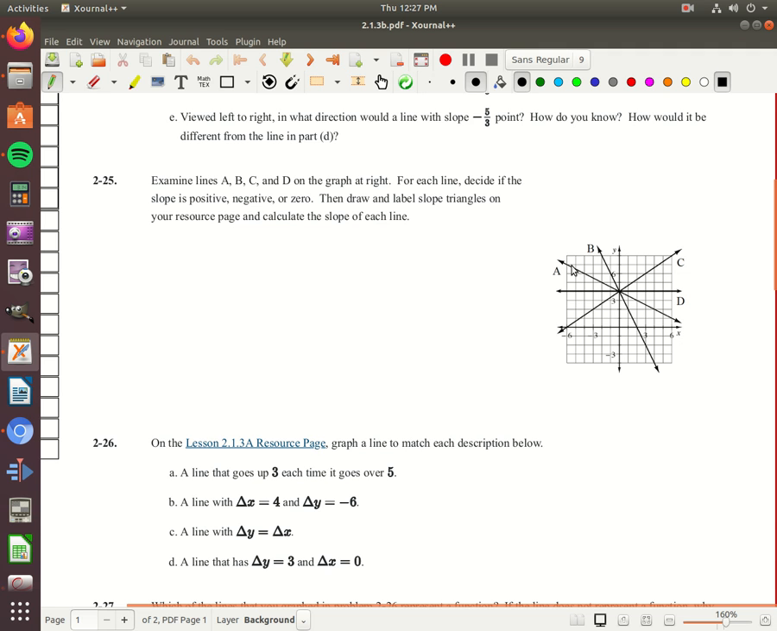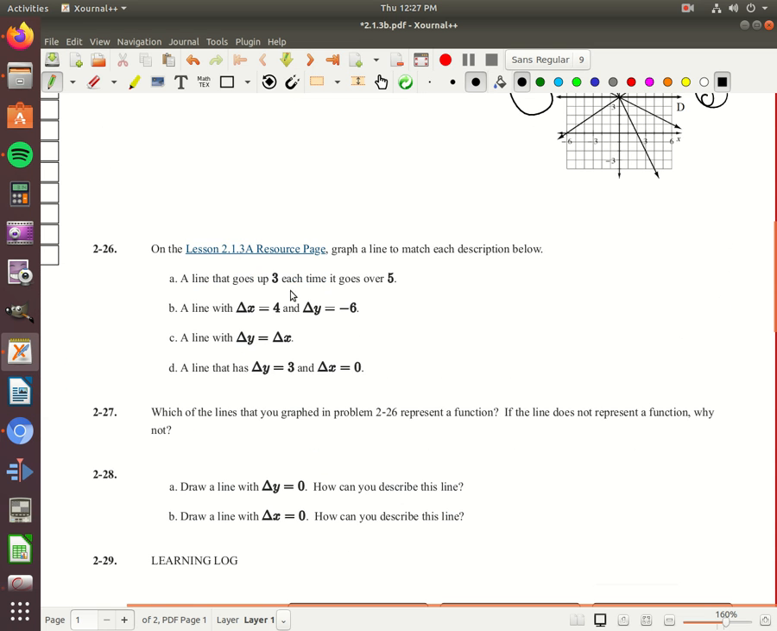So A appears to be a negative slope. B appears to be a negative slope. C appears to be a positive slope. And D appears to be a 0 slope, I would say. All right, so let's look at the resource page and graph a line to match each description below.